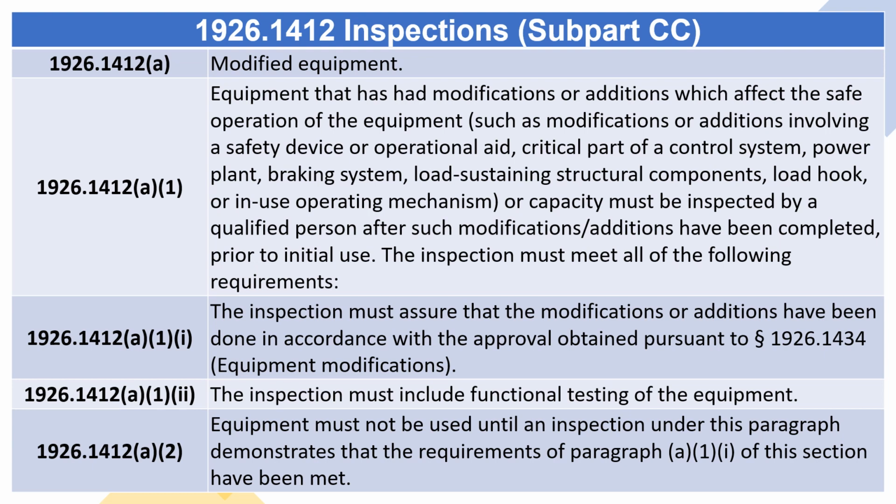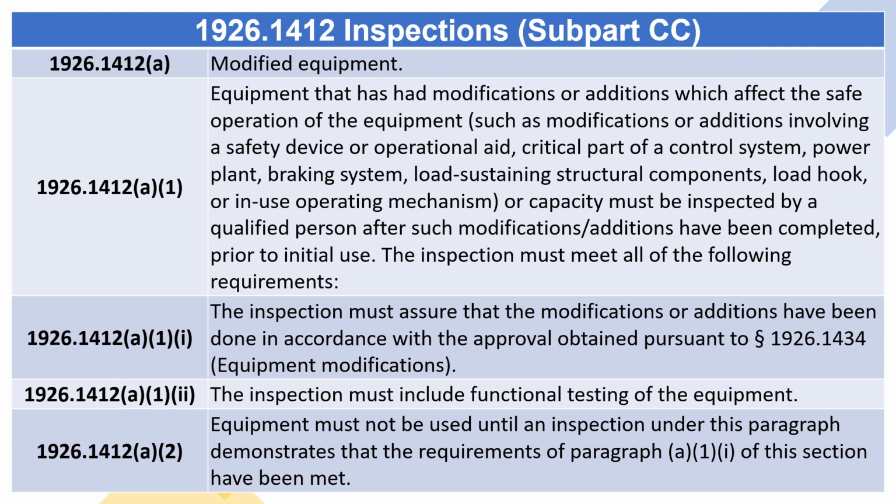Equipment that has had modifications or additions which affect the safe operation of the equipment, such as modifications or additions involving a safety device or operational aid, critical part of a control system, power plant, braking system, load-sustaining structural components, load hook, or in-use operating mechanism, or capacity must be inspected by a qualified person after such modifications/additions have been completed, prior to initial use. The inspection must meet all of the following requirements.